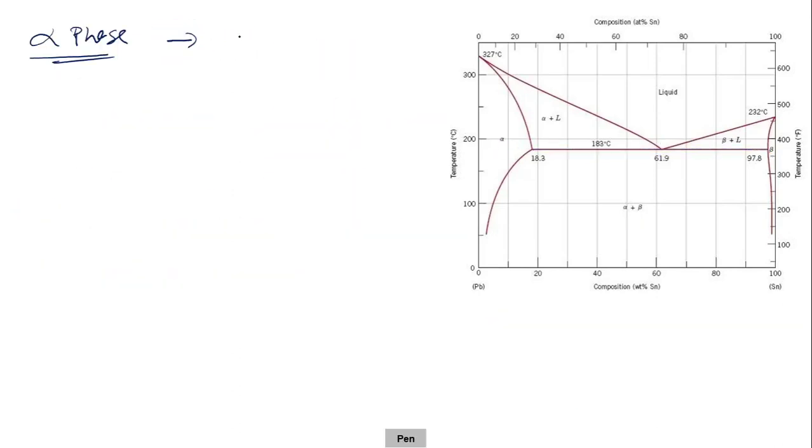451.6. Sorry, it's not 451.6 gram. Now what is the composition of alpha? First write down the composition of alpha. From this diagram, what is the composition of alpha?